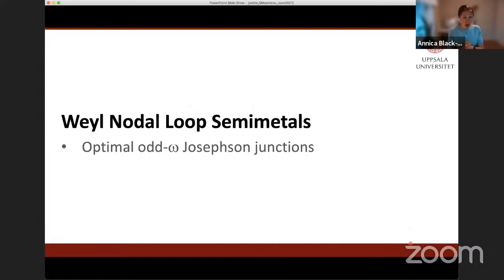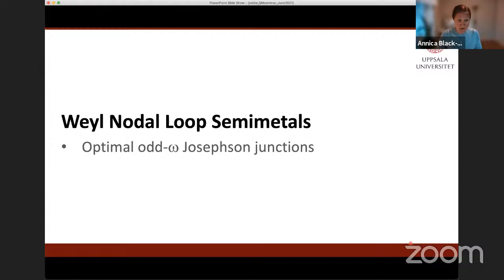Because what I want to show is how we can actually optimize the odd frequency coupling. So before I talk about SF junctions, I want to show you a system that we have worked on where you even get more odd frequency than in the traditional SF junction. And that is by utilizing Weyl nodal loop semimetals.